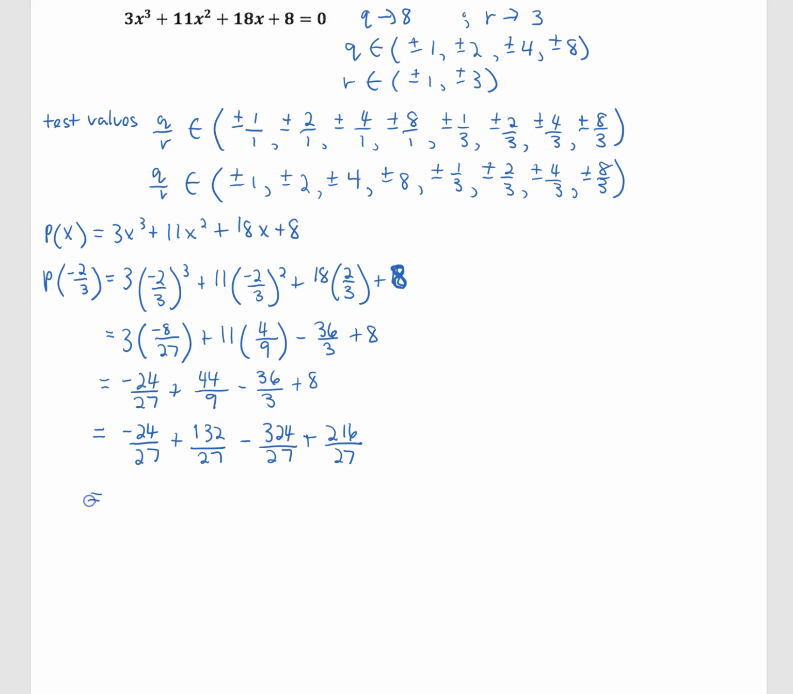27. So adding up -24, +132, -324, +216 is 0. So perfect, this works out.